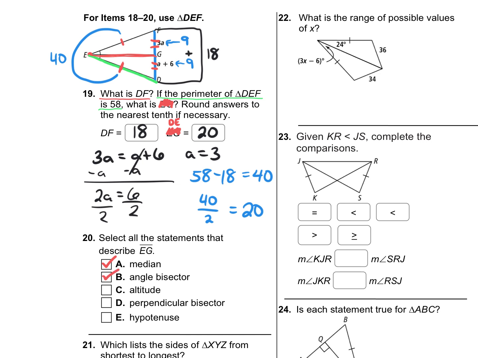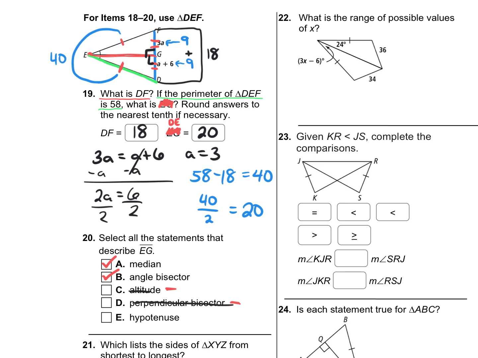Now, on my key, I had these marked as yes. I'm not going to count you right or wrong if you have them marked. Because why did some of you not put altitude and perpendicular bisector? Because we didn't know if it was. You don't know if this is perpendicular or not, right? So I'm okay if you don't put those.